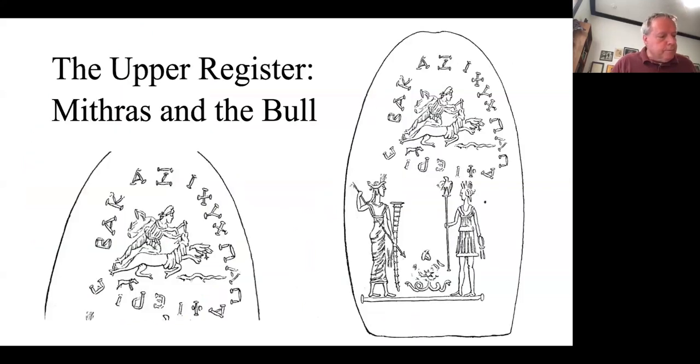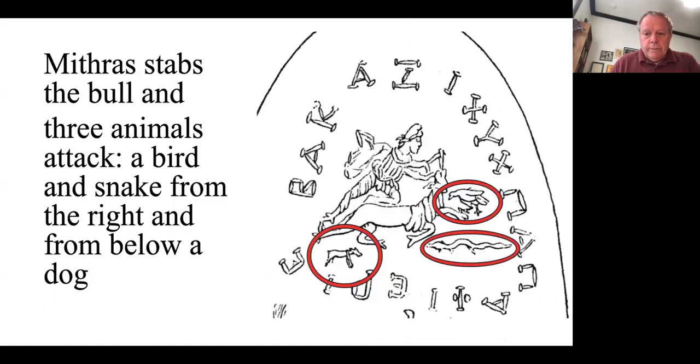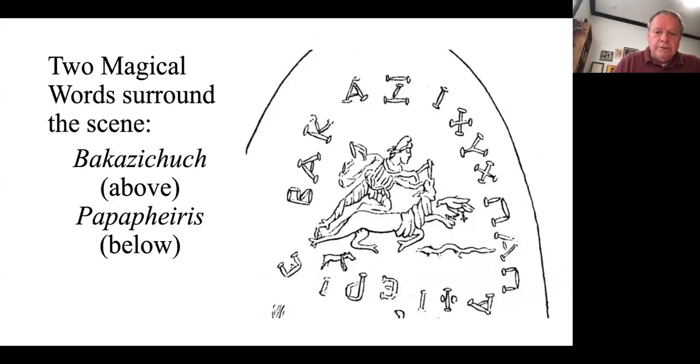Regarding the upper register, however, our work gets much easier because we find a simplified version of the well-known Mithraic icon. The god kneels on the back of the bull and stabs it while three animals surround and attack it from the side or below: a bird, a snake, and below to the left, a rather pitiful-looking dog. This Mithraic scene is encircled by two magical names, Bakazihuch and Pavaferes.